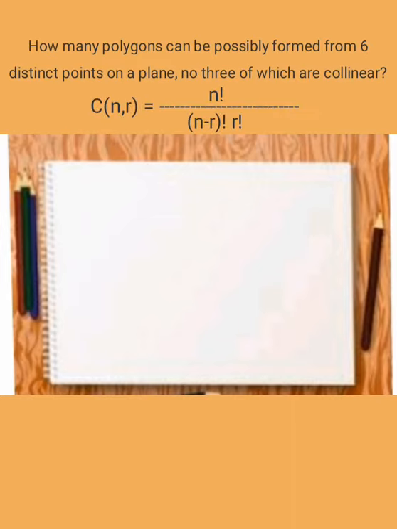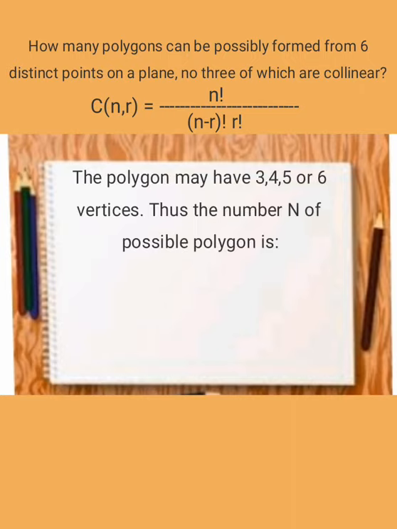Another example, how many polygons can be possibly formed from 6 distinct points on a plane, no 3 of which are collinear? Tara, solve natin. Tandaan, the polygon may have 3, 4, 5, or 6 vertices. Thus, the number n of possible polygon is n is equal to the combination of 6 things taken 3 at a time plus the combination of 6 things taken 4 at a time plus the combination of 6 things taken 5 at a time, plus the combination of 6 things taken 6 at a time.